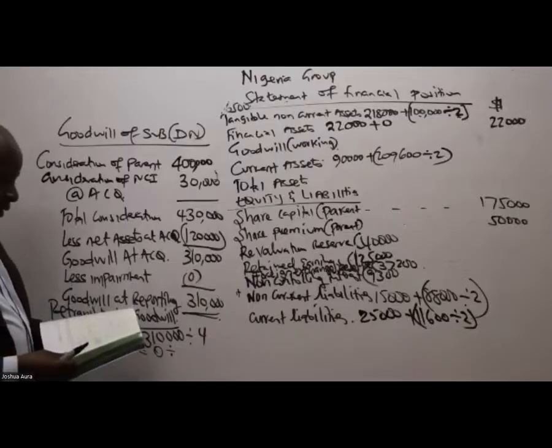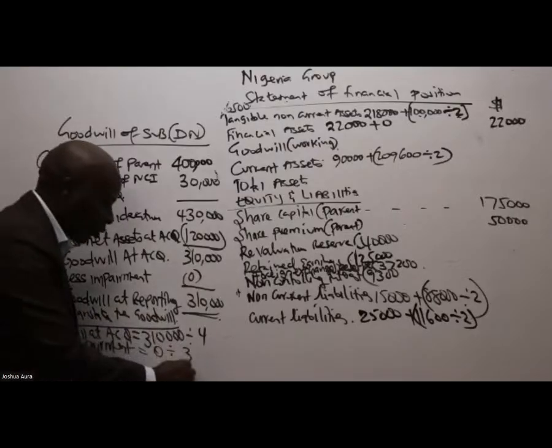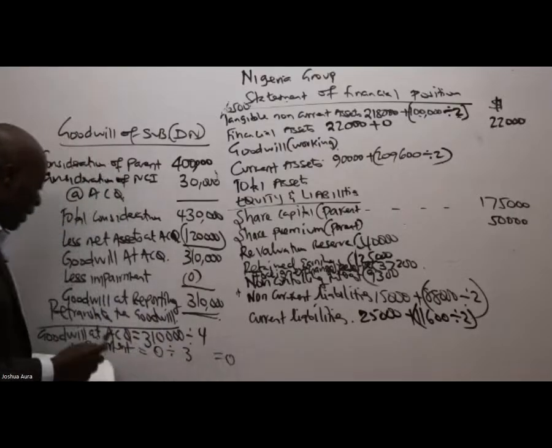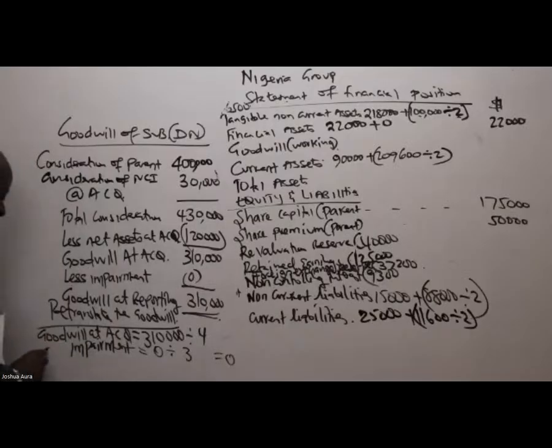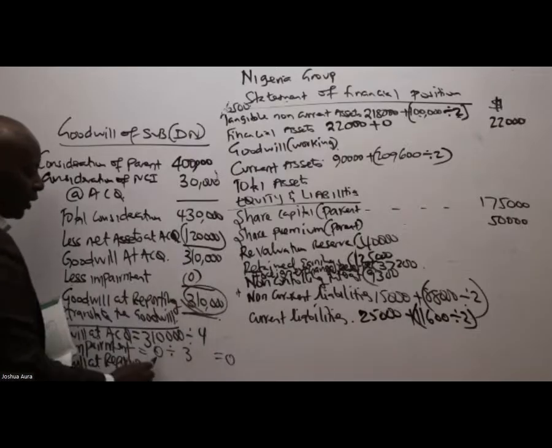For your revision, we have 3, of course this will be 0. And then lastly, we have goodwill at reporting. So goodwill at reporting is still 310,000.